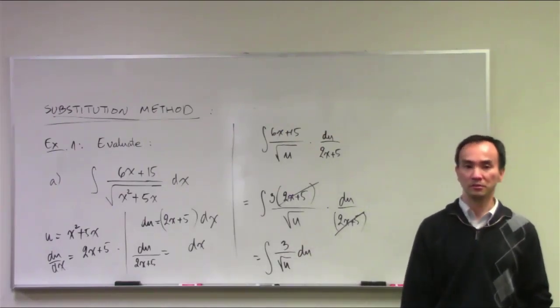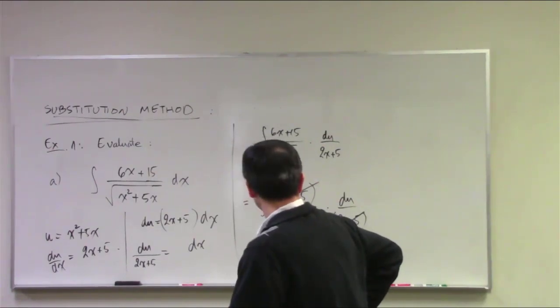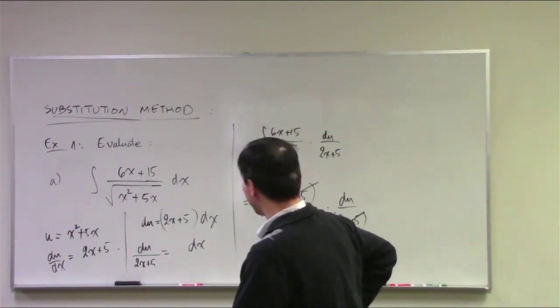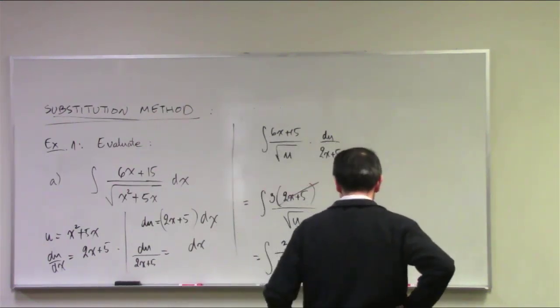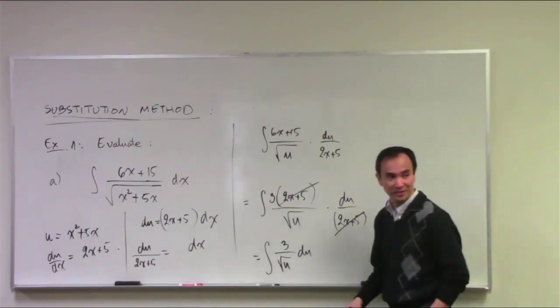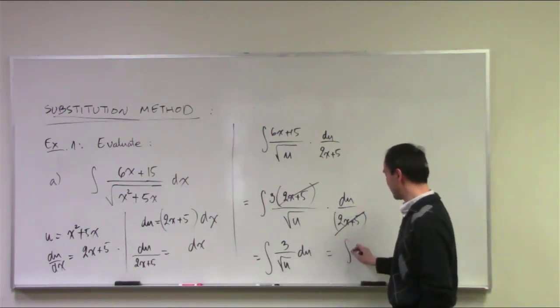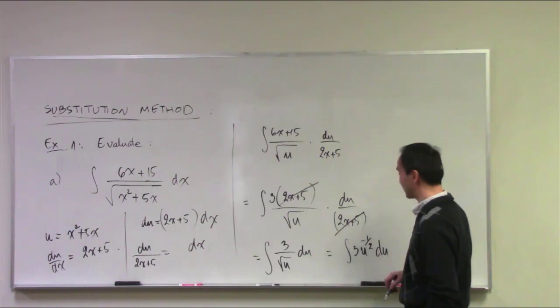Now, in terms of answering that question, did I wash away the old variable completely? Yes, I did. And did I make life simpler? Did I make the math problem easier? It is. Now you can turn that into 3 times u to the negative 1/2 power, with a du. You guys following?